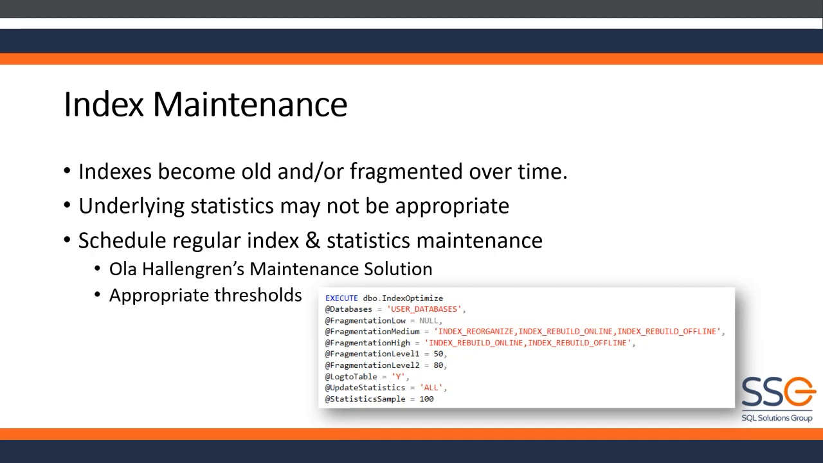If it's below 80, but above 50% fragmented, then we'll reorganize the index. And you can see that from the fragmentation medium and high. It'll try and do them online first, and that's if you're on Enterprise Edition. If you're not, it'll do them offline, which is your only option if you're on another version like Standard. So we're only going to rebuild our heavily fragmented tables.